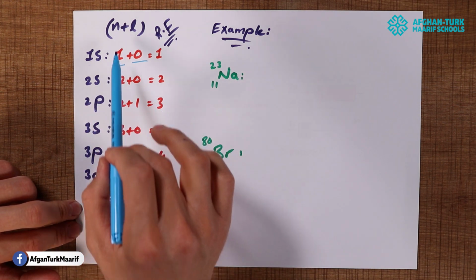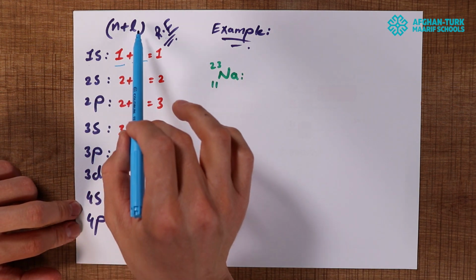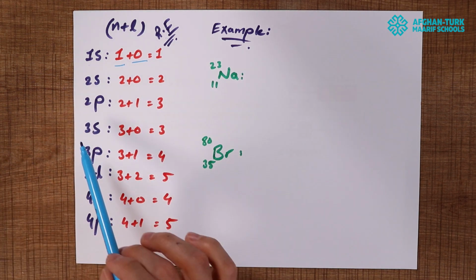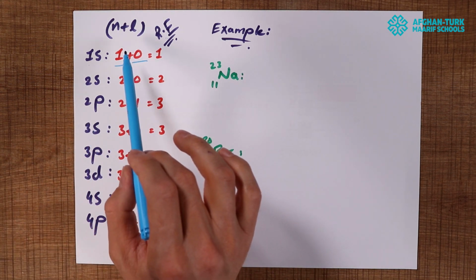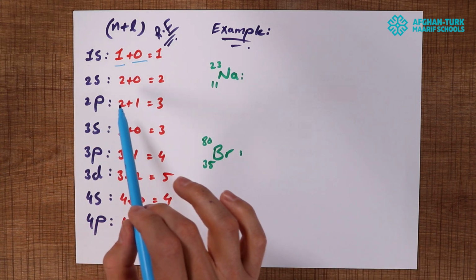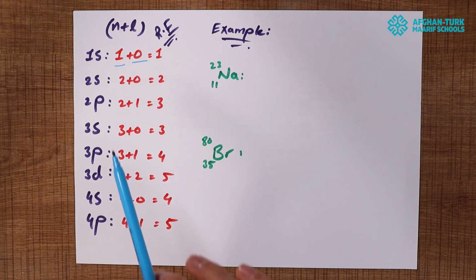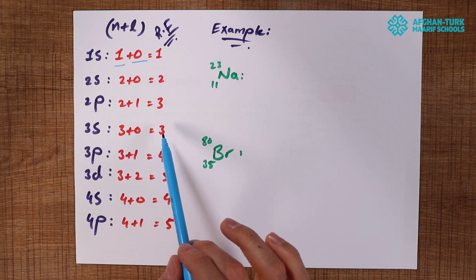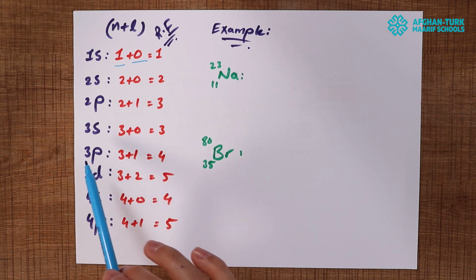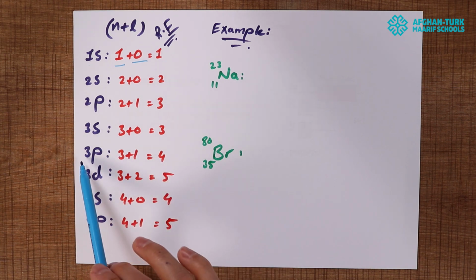For 2s, 2 for n, and for s, we know the value is 0. So 2 plus 0 is 2. What about 2p? For 2p, 2 for n, and for p, 1. You remember from the previous lesson, the value of p was 1. 2 plus 1 is equal to 3. And for 3s, 3 plus 0 is equal to 3. For 3p, 3 plus 1 is equal to 4, because the value of p is 1 and the value of n is 3.